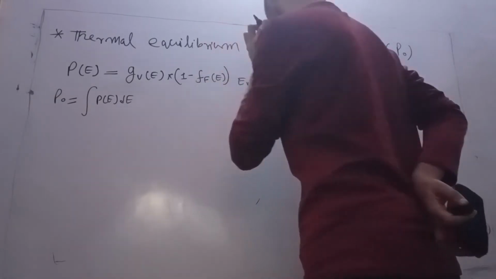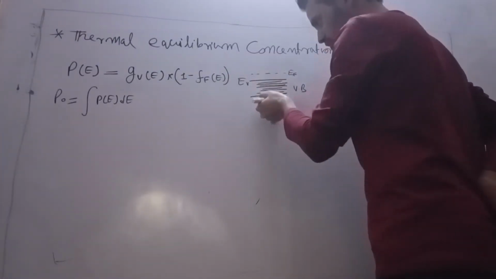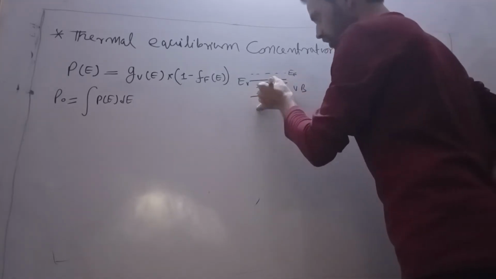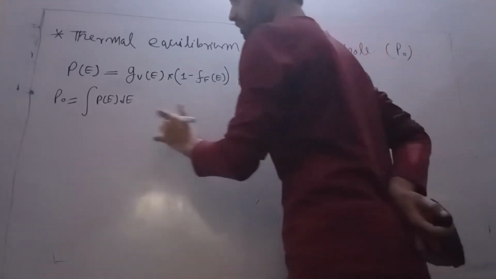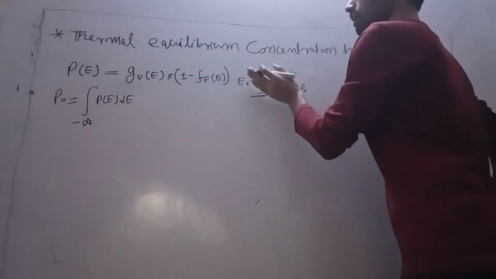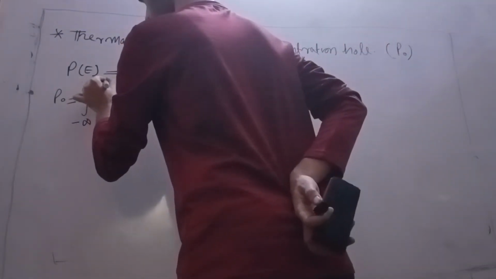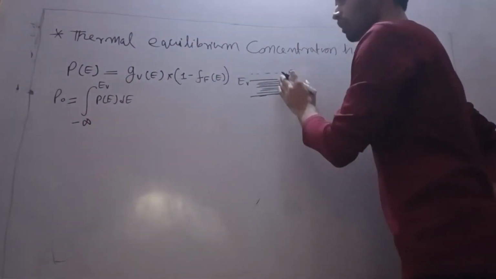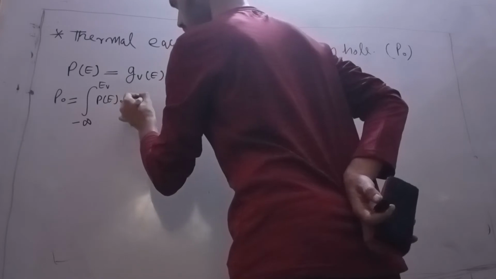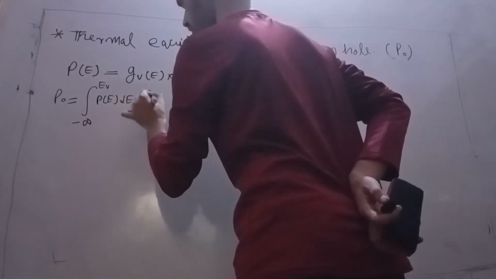If you see here, the bottom goes down. What is the lower limit possible? The lower limit possible here is minus infinity, and the upper limit possible is EV. So it will go from minus infinity to EV. Okay, P of E, D of E, which is nothing but equal to the integration from minus infinity to EV.